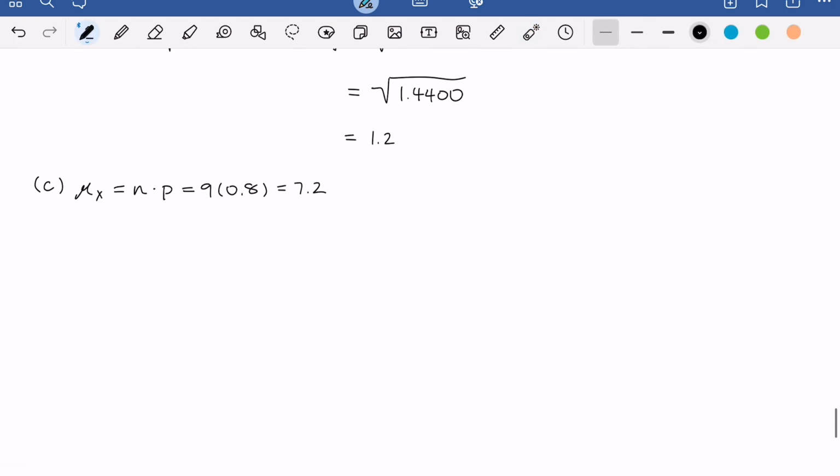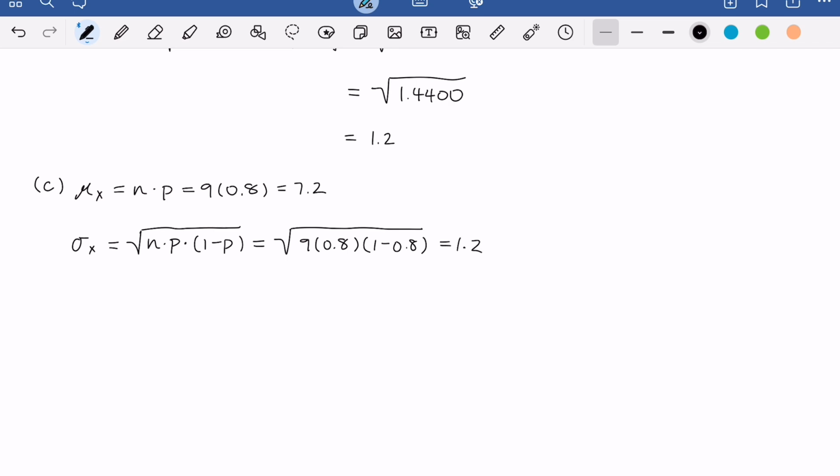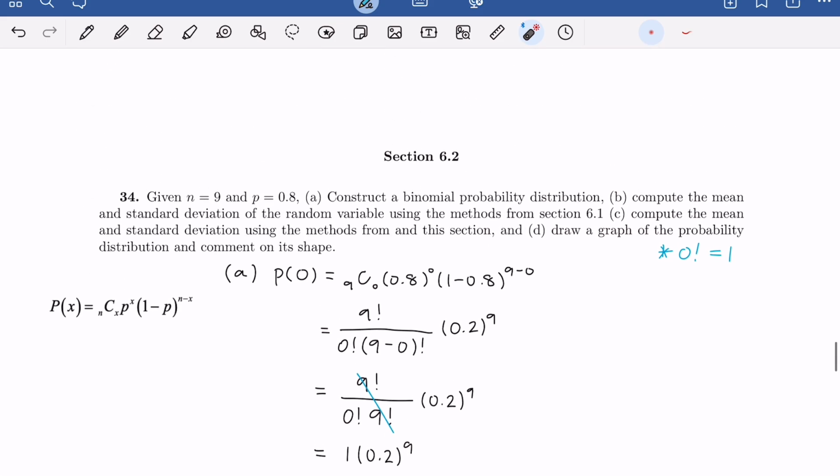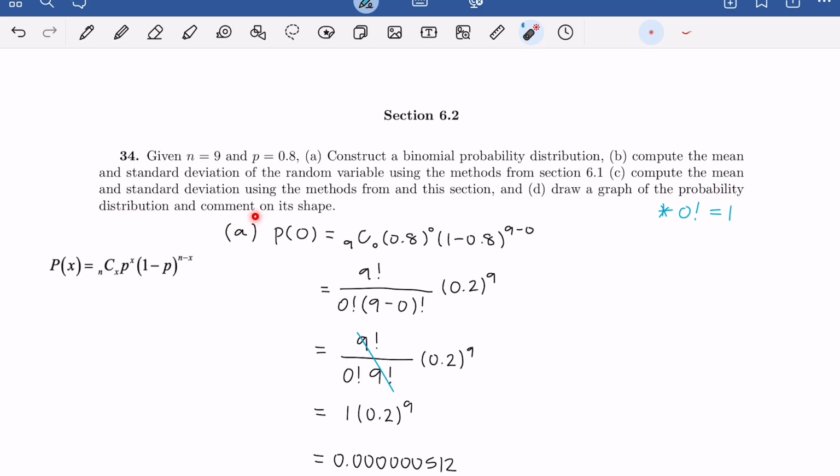Now the formula for our standard deviation in this section here is given by, we're again taking the square root of something, and it's going to be this product here. So we're going to plug in these values. This is going to give us, again, 1.2, which is the standard deviation that we saw using the methods that we saw in 6.1. And then lastly, for part D, we want to draw a graph of the probability distribution and comment on its shape.